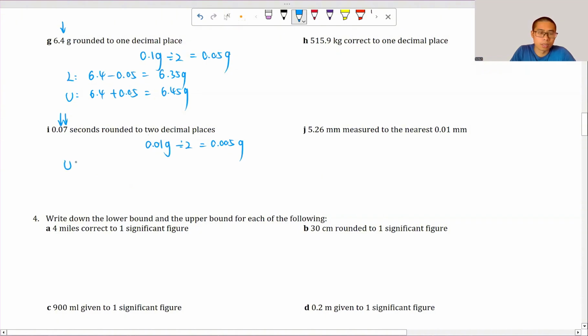And then the lower bound would be 0.07 minus 0.005. Then we have 0.065 gram. And then upper bound is 0.07 plus 0.005. Then we have 0.075 gram. So that's how we find the upper and the lower bound.